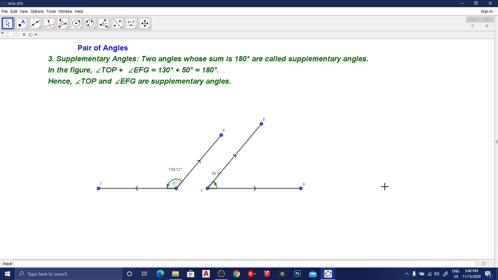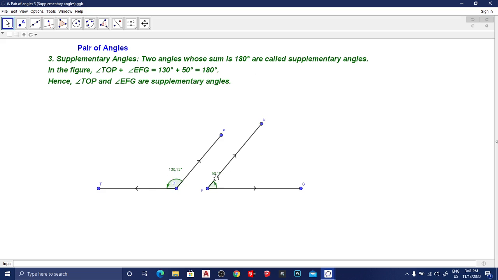Next one, supplementary angles. What is the definition of supplementary angles? This also you have learned in the previous classes. Two angles whose sum is 180 degrees are called supplementary angles. Observe here, these two angles are drawn separately. There is no common vertex and common arm here.